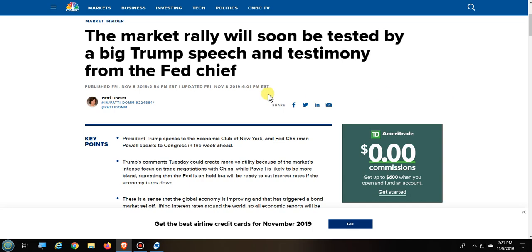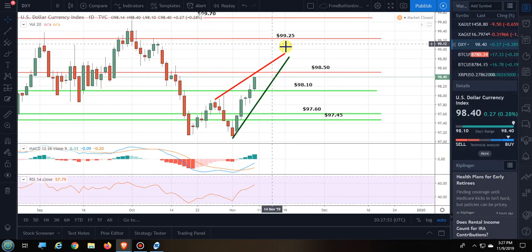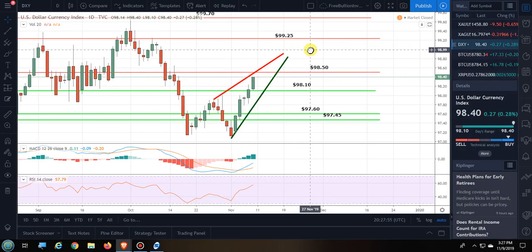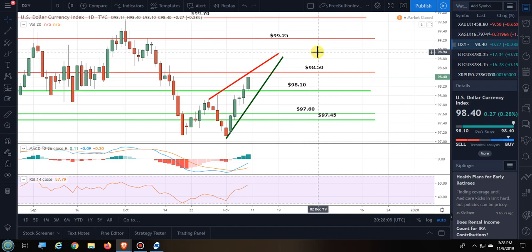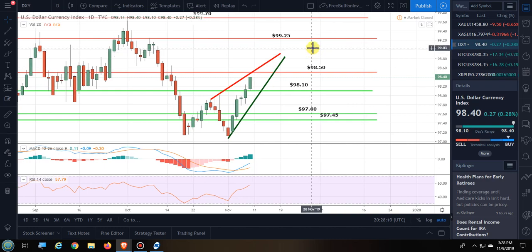Also, Trump comes out on Tuesday, and he has a speech at the Economic Club in New York. Likely the markets are going to be hanging on his every word as far as the trade deal, what's going to come out of that, tariffs, or any other kind of deal, maybe some hopes for farmers as well. Anyways, the market will likely be hanging on his every word when he has that speech at the Economic Club in New York.